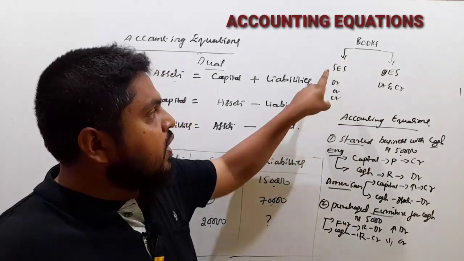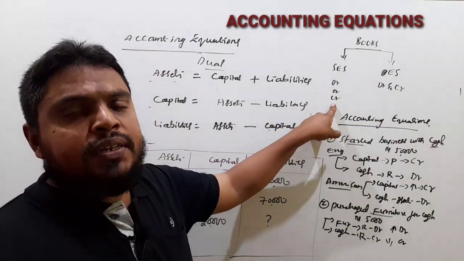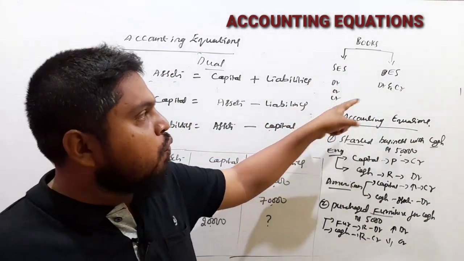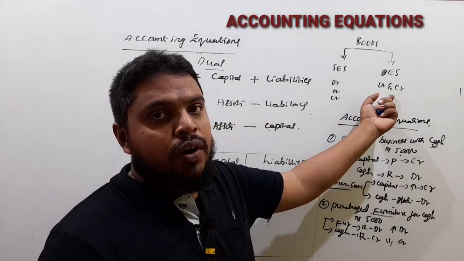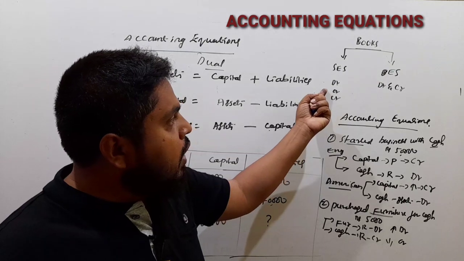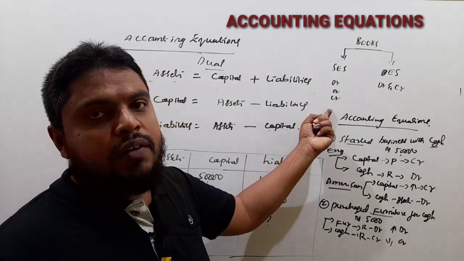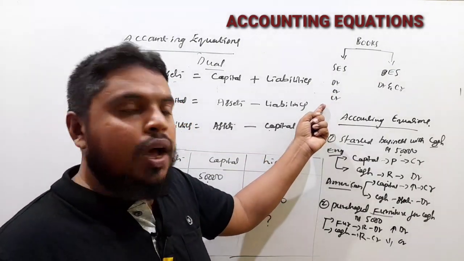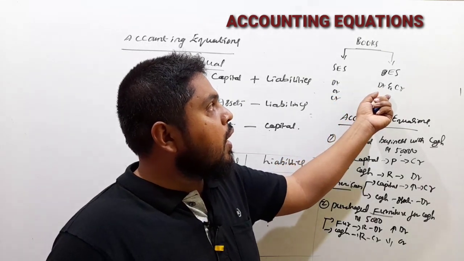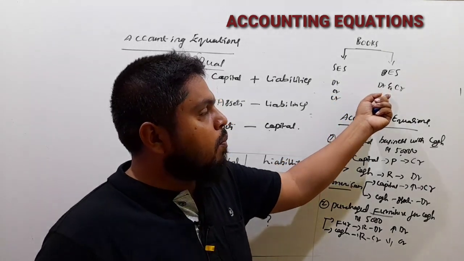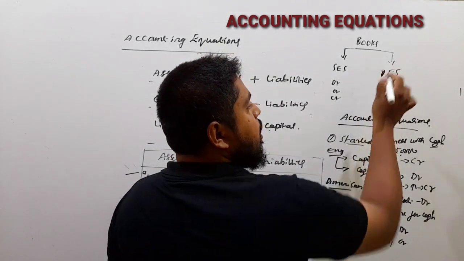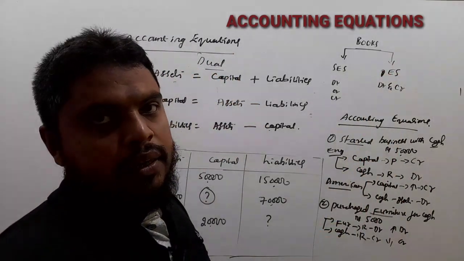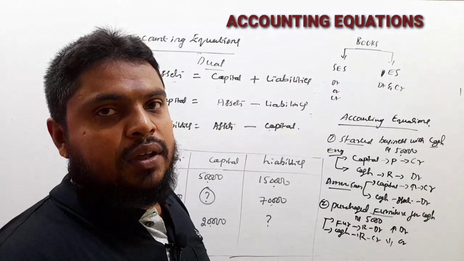So SCS is an incomplete system of bookkeeping, whereas the double entry system is a complete system of bookkeeping. Here we record only one aspect of transactions, that is debit or credit. Under the double entry system, both debit and credit aspects of transactions are recorded.